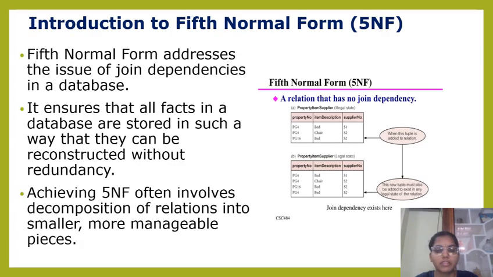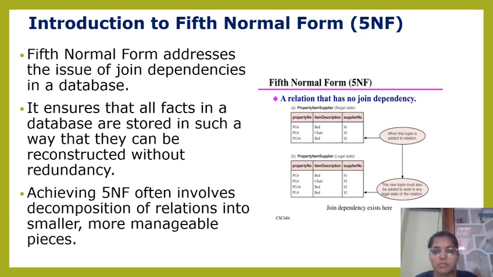Coming to the topic, firstly we'll discuss the introduction to fifth normal form. Fifth normal form addresses the issues of joint dependencies in a database. It ensures that all facts in a database are stored in such a way that they can be reconstructed without redundancy. Achieving 5NF often involves decomposition of a relation into smaller, more manageable pieces.